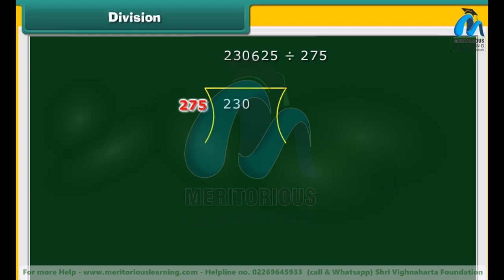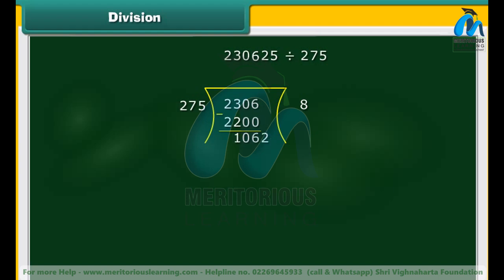Now consider the first 4 digits together. 2306. 2306 is big enough to hold 8 times 275. That is 2200. Therefore, write 8 on the right and 2200 beneath 2306. Subtract and write the difference 106 below.